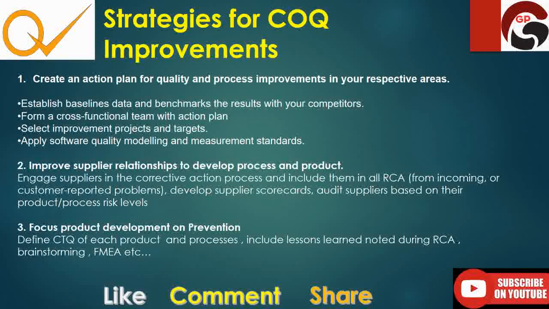Focus product development on prevention. Define CTQ of each product and process, include lessons learned noted during the RCA, brainstorming and FMEA, etc. So from each RCA analysis, the outcome of RCA should come to the control plan, and from the control plan you should include it in the critical to process or critical to quality list.